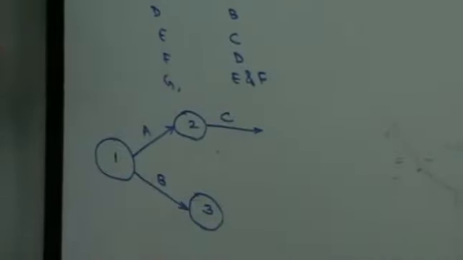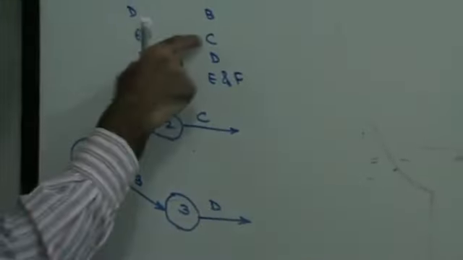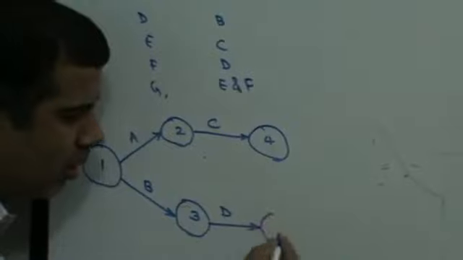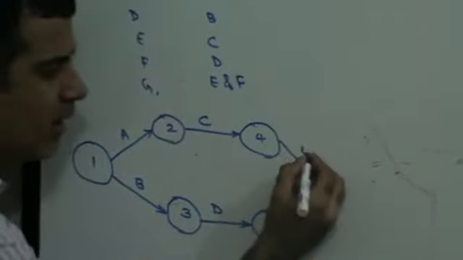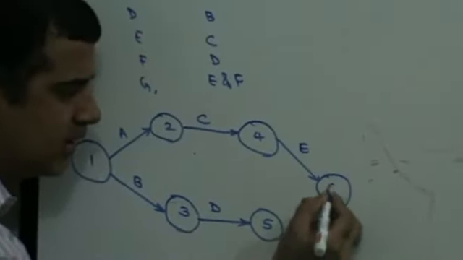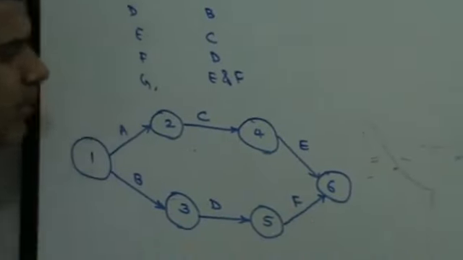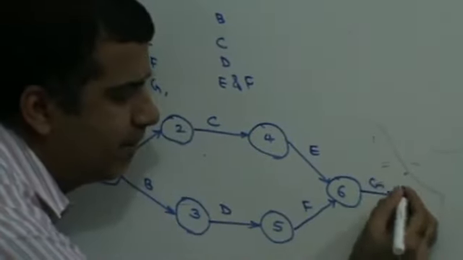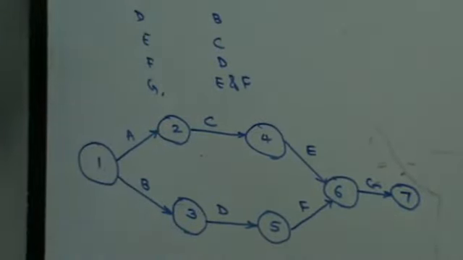After A, you have C. A leads to C. B leads to D. C leads to E, with events 4 and 5. E is 6. D leads to F. So after D you have F. E and F combine together to give you G. That will be your network diagram for this. Fine, do we understand how we draw a network diagram?